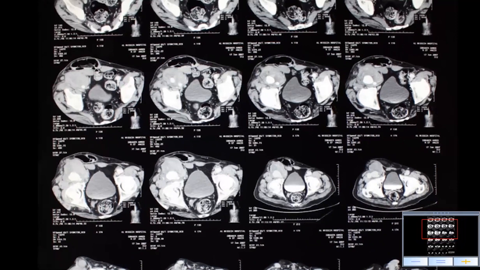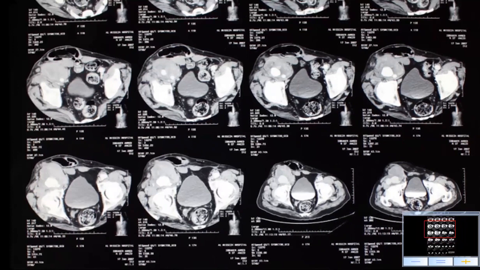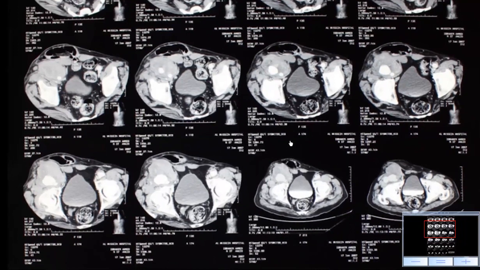The head of the femur within the acetabulum. This, in the lower images, in the lower, this one.